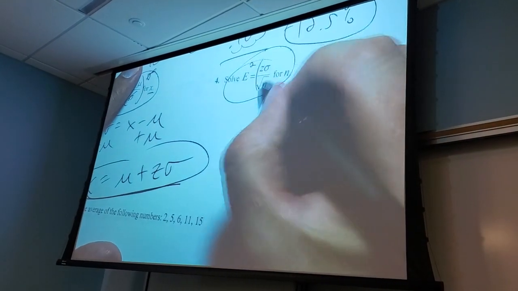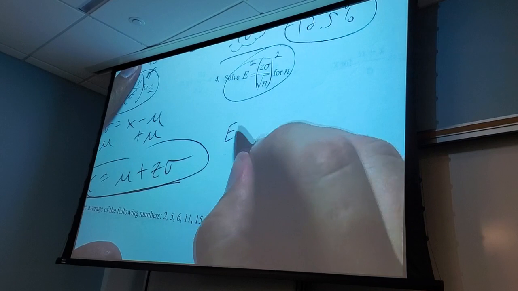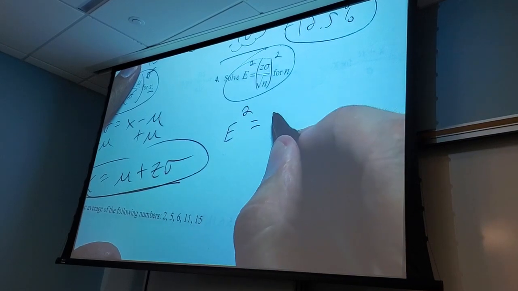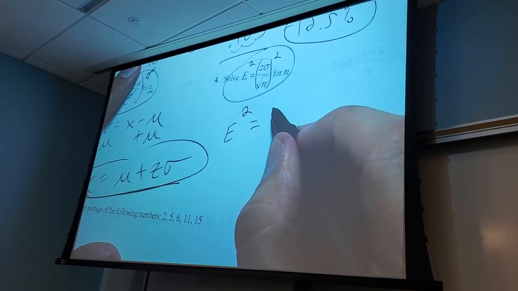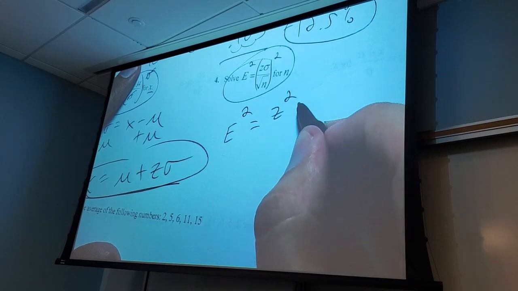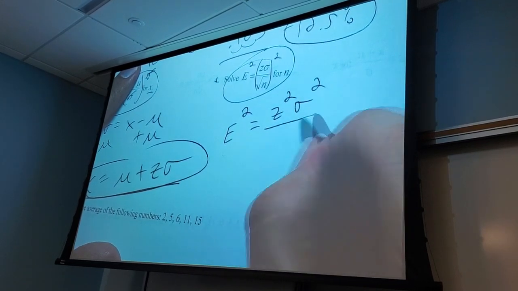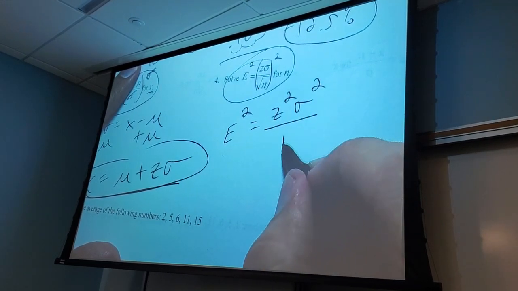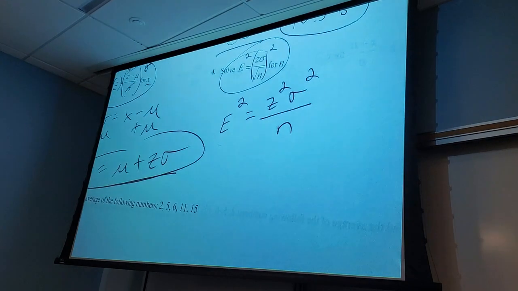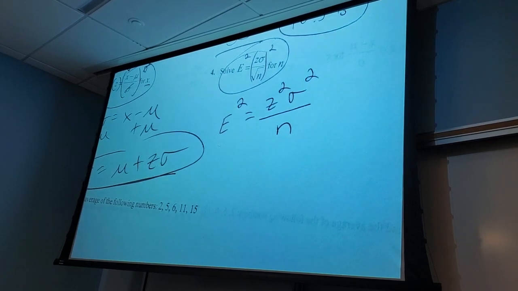Square this side, square this side. Now somebody help me out. What does that become? E squared equals z squared, sigma squared over n, right? The square and the square root cancel. Is that cool? Because they're opposites of each other. They kill each other. Lots of death. Okay, sorry.